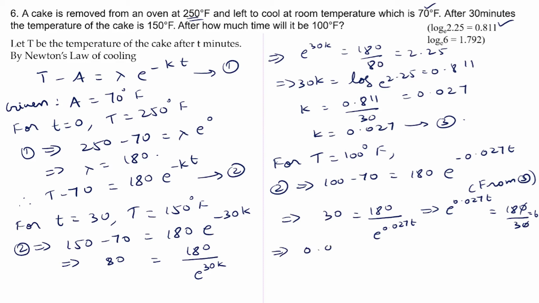Let us take log on both sides. When we take log on both sides, we get 0.027 t equal to log 6. Log 6 is given here, it is 1.792. Therefore, t is equal to 1.792 by 0.027. This when we simplify, we get it as 66.37 minutes.